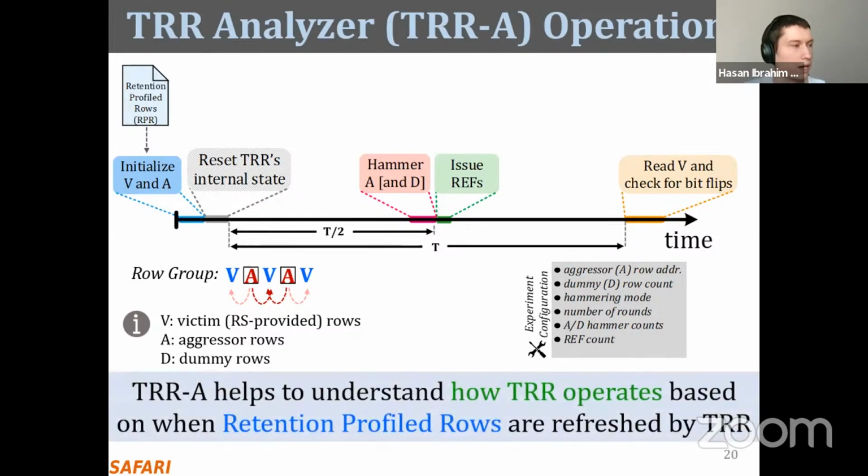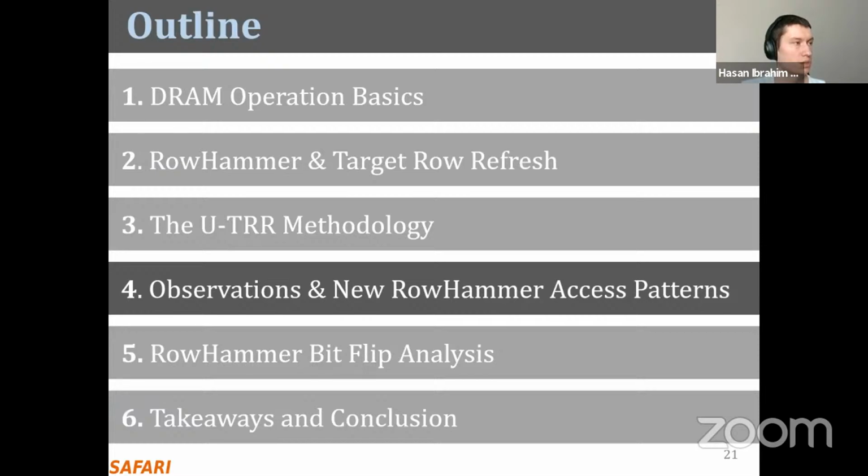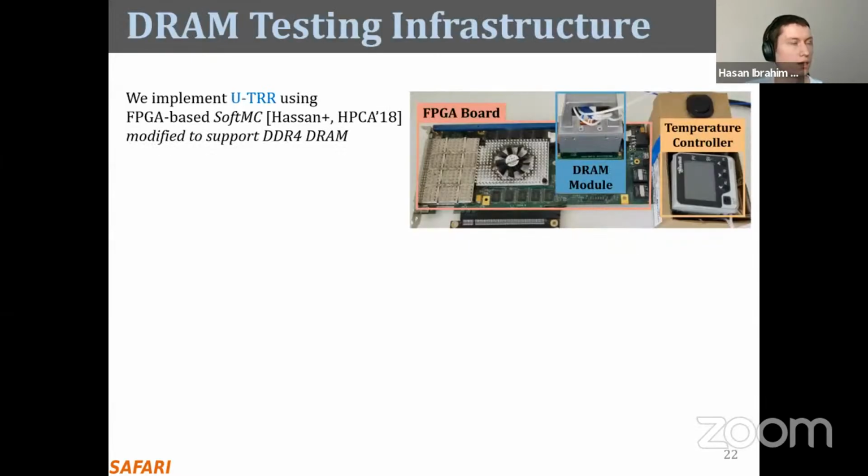Okay, and yeah, as a takeaway, TRR analyzer helps us to understand how TRR operates based on when the retention profile rows are refreshed by TRR. Okay, so this was about the components of the UTR methodology, and I will now present the observations that we made using UTR. And yeah, we analyzed 45 different modules, as I mentioned in the summary.